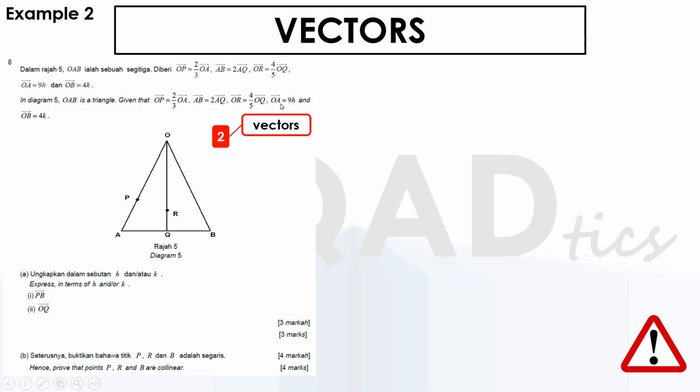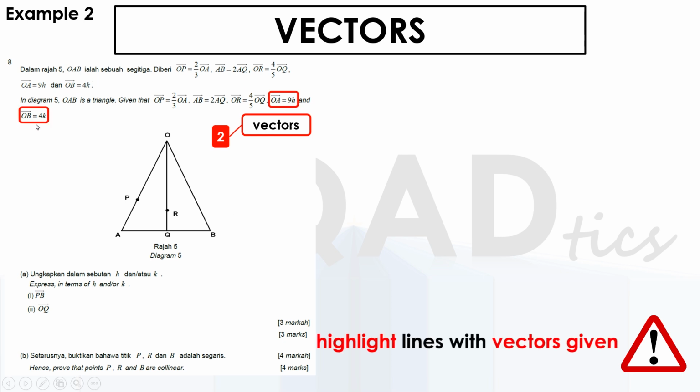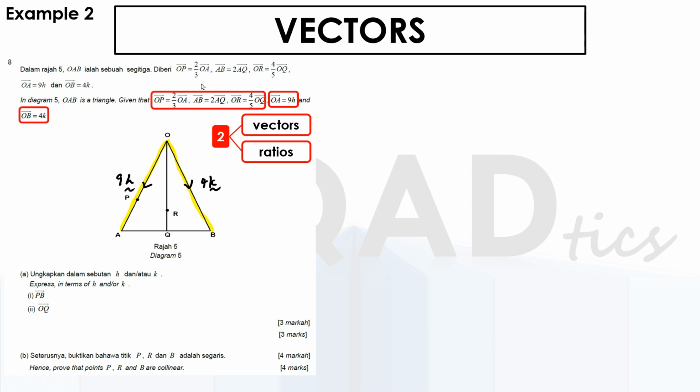Right, so here we have two, one is OA and OB. So let's label and highlight them in our diagram. Right, then the second thing we need to find is the ratios. Sometimes we feel that the ratios here are quite confusing. So what I will do is this.